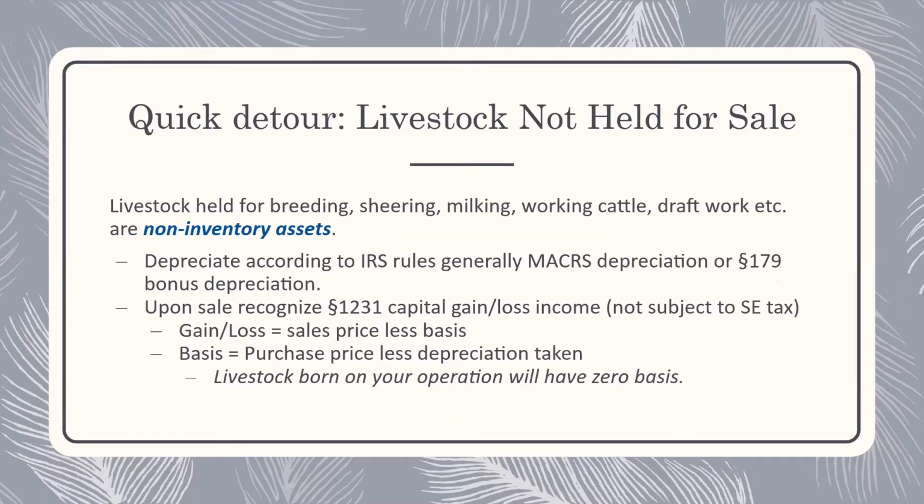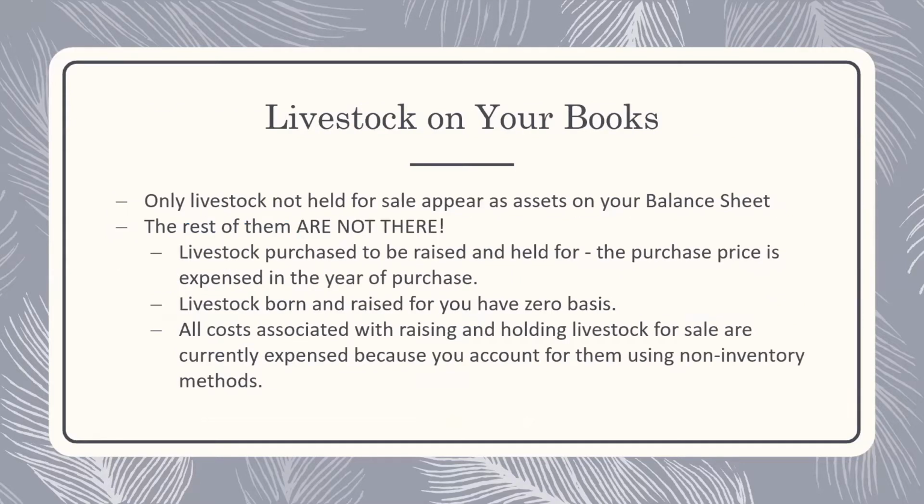All right, quick detour just to remind you, livestock that is not held for sale, i.e. breeding livestock, horses you use to work the cattle, draft animals, milking animals, those are assets like tractors or cars or fences or buildings, right? So that's not what we're talking about at all. Those are depreciated as assets. But what we're talking about is livestock that are held for sale for market.